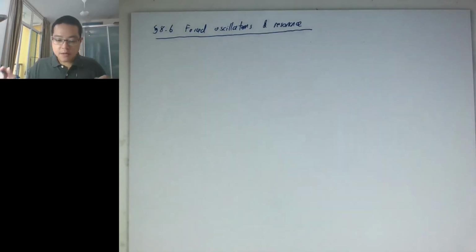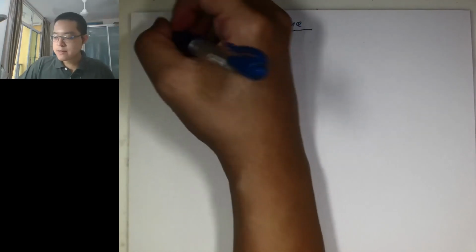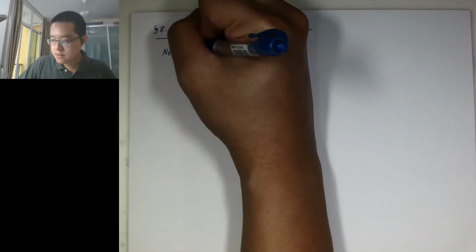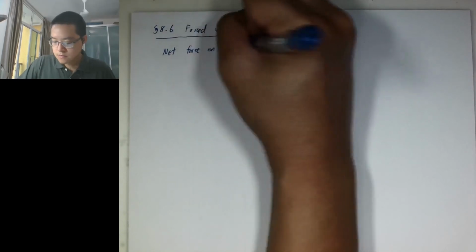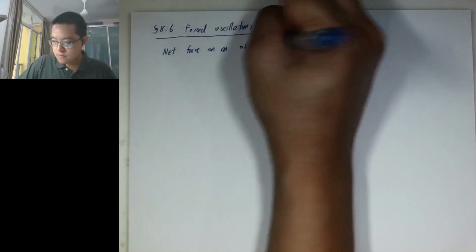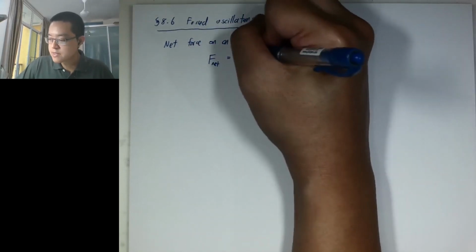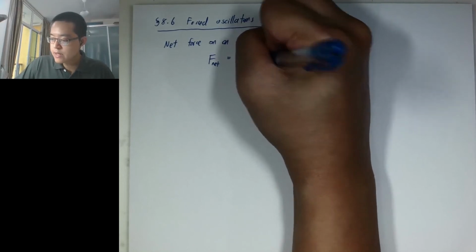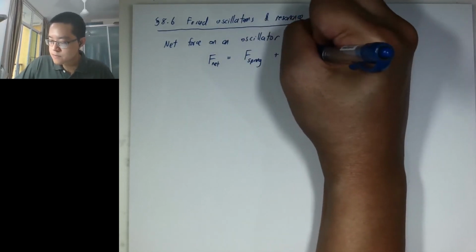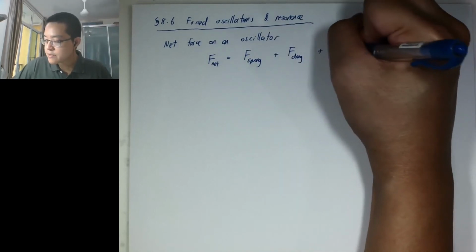So the oscillations that we have been studying at the moment only consider two forces, the spring force and the frictional force. Now let us add another external force on top of everything else, so that I have my net force on the oscillator. Previously we considered a force due to the spring and the drag force, and now I add another external force.